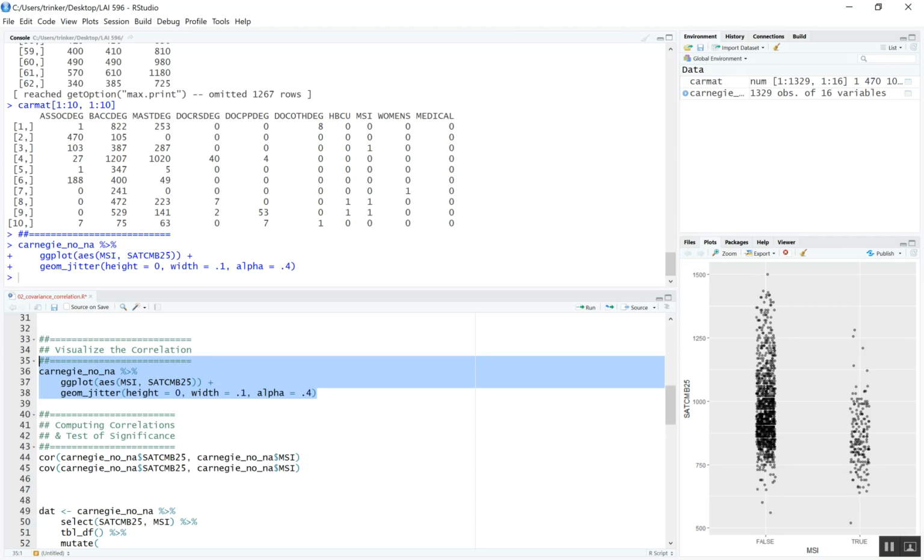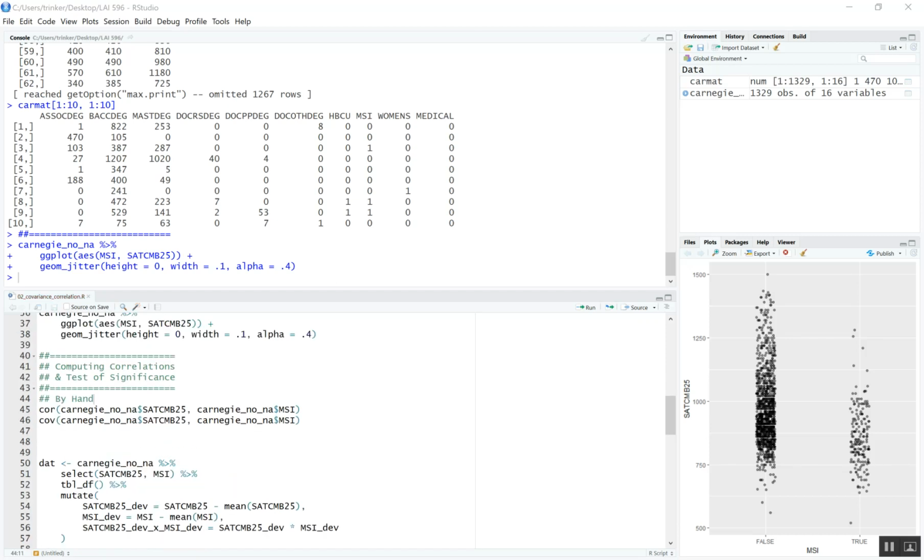You can see height, I didn't jitter at all because there's no need for it. But width, I jittered about 0.1. And then I added some alpha there to deal with overplotting. So that's useful. We can see that the SATs for non-MSI schools tend to be higher if we kind of eyeball it. And for MSI schools, we see the SATs tend to be, on average, a little bit lower.